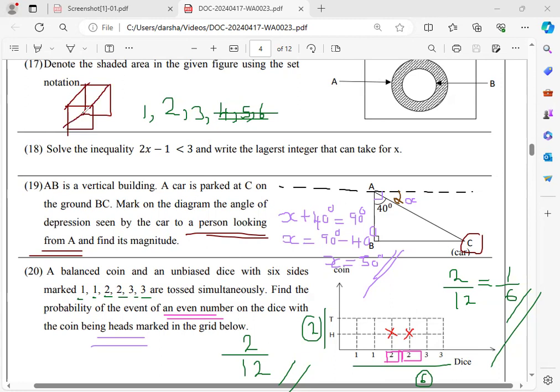In this dice, this side is marked as number 1, which means this side is also number 1. This side is number 2, which means this is also number 2. Like that, the same number has been marked 2 times. The bottom is number 3, which means here also number 3. Like that the dice is made. That means we don't have 4, 5, 6. So it will be a different question.